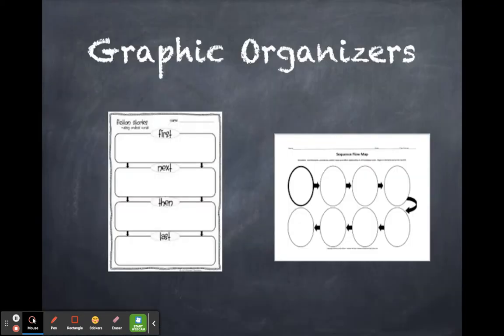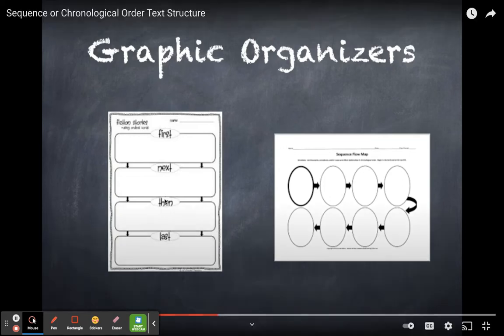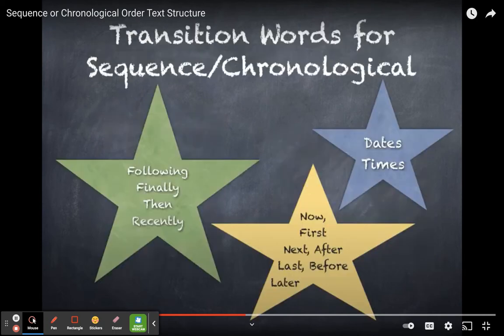These are some graphic organizers that we will be using to identify that text structure. You'll see that in fiction, we have first, next, then last. In nonfiction, sometimes I'll give you that little story map, that little sequential map.